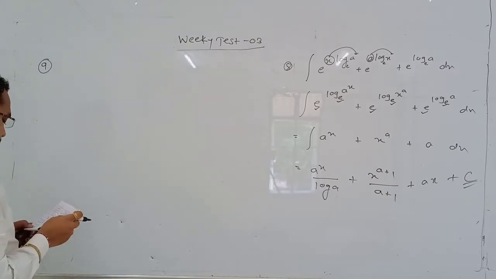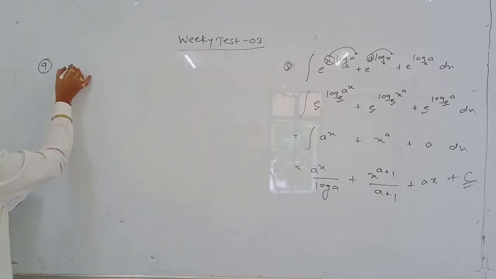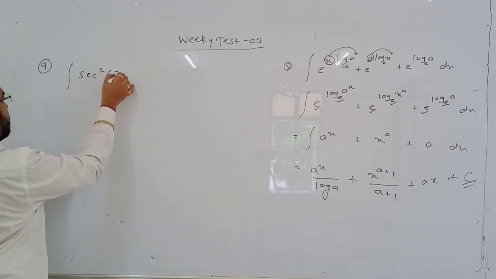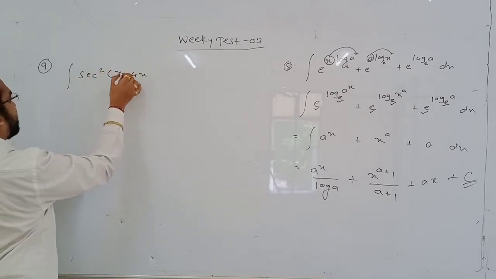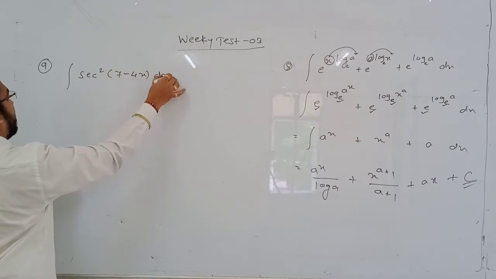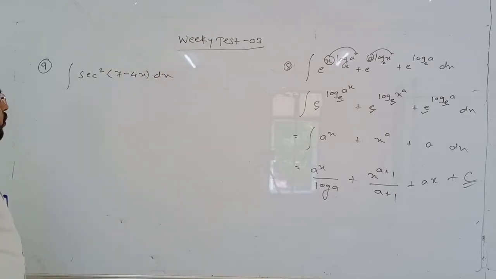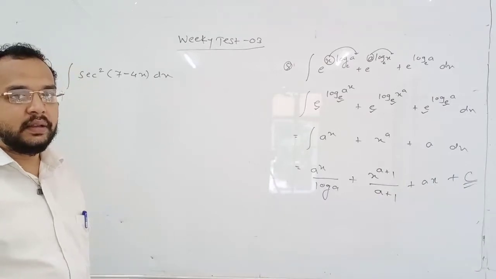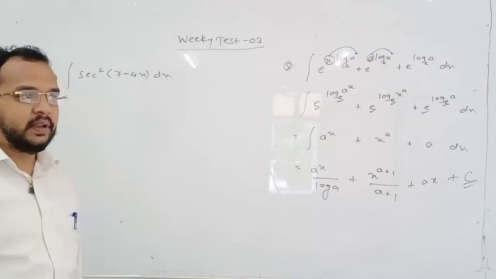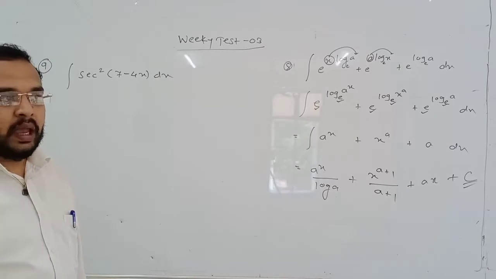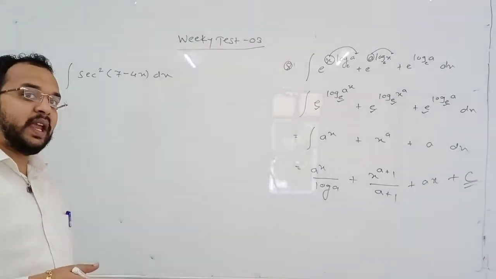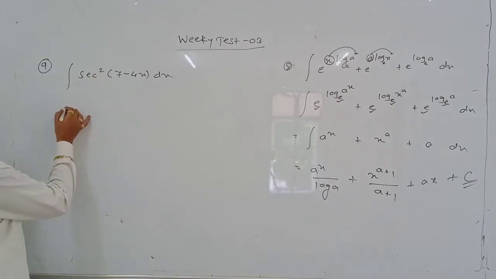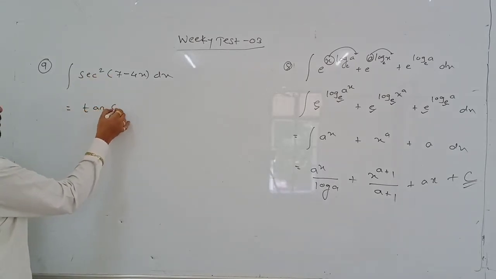Question number 9. Integration of sec square of 7 minus 4x dx. Now tell me, what is the differentiation of tan x? It will be sec square x. So hence, what is the integration of sec square x? It will be tan x. So integration of sec square something will be equal to tan something.